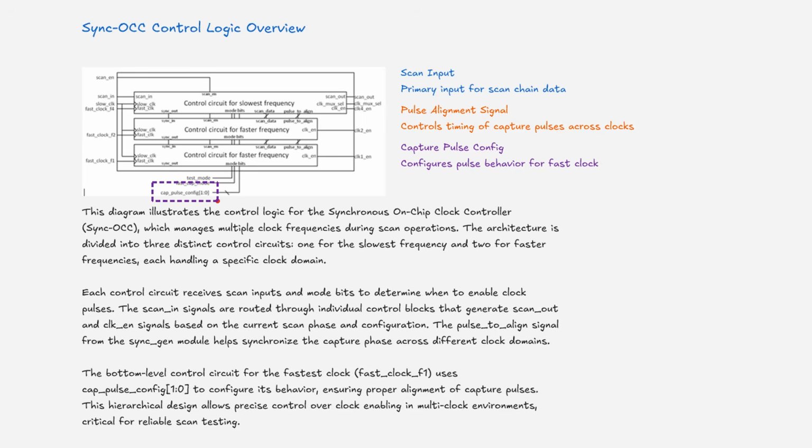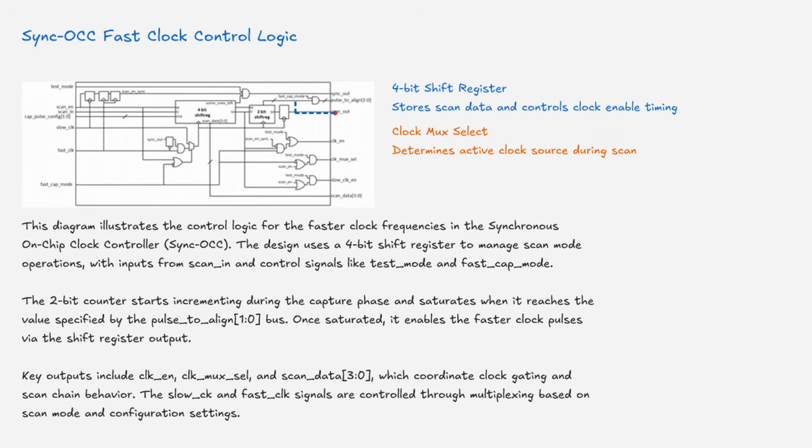This diagram illustrates the control logic for the faster clock frequencies in the synchronous on-chip clock controller, Sync OCC. The design uses a 4-bit shift register to manage scan mode operations, with inputs from scan in and control signals like test mode and fast cap mode. The 2-bit counter starts incrementing during the capture phase and saturates when it reaches the value specified by the pulse-to-align 1 to 0 bus.